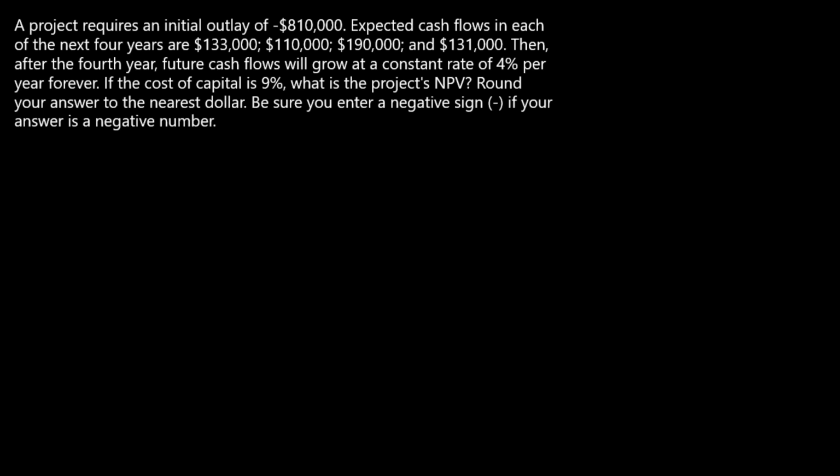Here we're going to calculate the NPV of a project, and in this particular case, we're going to have cash flows that continue on indefinitely, and so we're going to have to take care of that by making some assumptions, and the assumptions are actually already given in the problem, so that'll be pretty straightforward here. But let's go ahead and get started by jotting down a timeline.